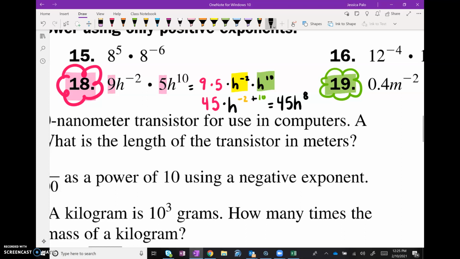This is your final answer. And because this is a positive exponent, we will not be revisiting this one. So you can put a star on number 18 because it is correct.